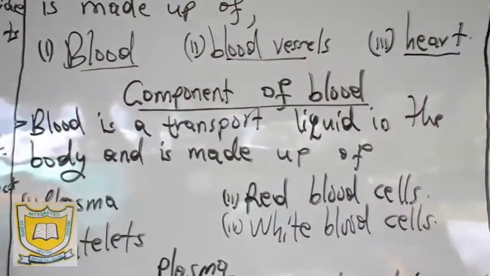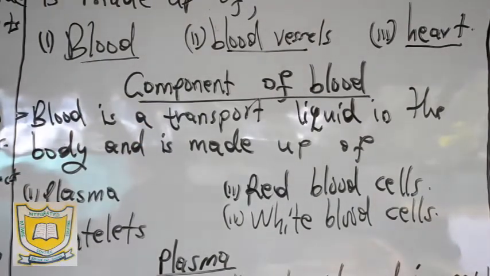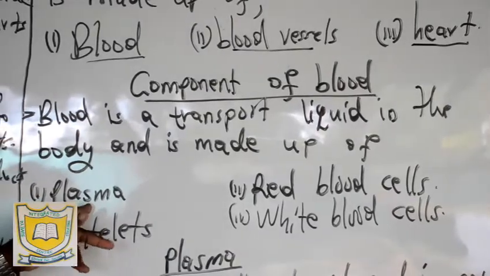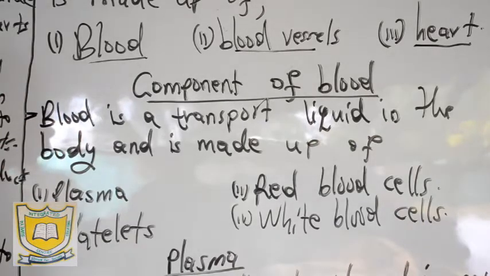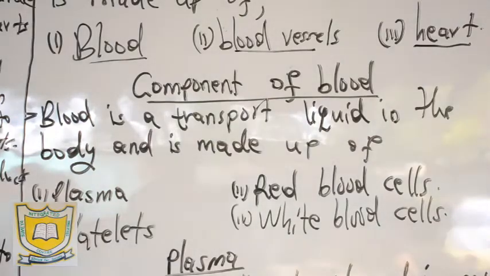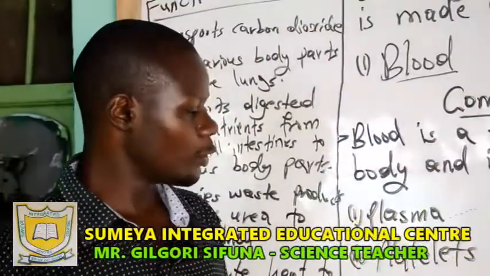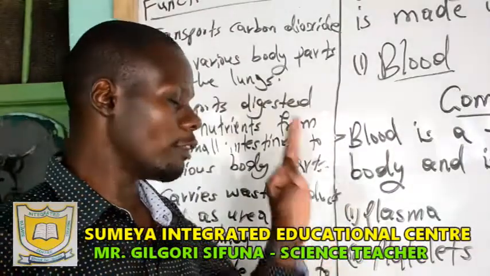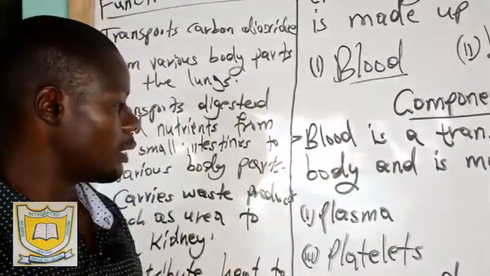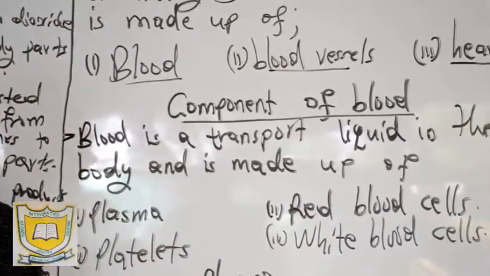Now, blood. There are four main components of the blood. Number one, plasma is the first component of the blood. Number two, red blood cells. Number three, the platelets. And number four, the white blood cells. Those are the four components of blood. So if asked what the components of blood are, in blood we have four main components, which are the plasma, the platelets, the white blood cells, and also the red blood cells.